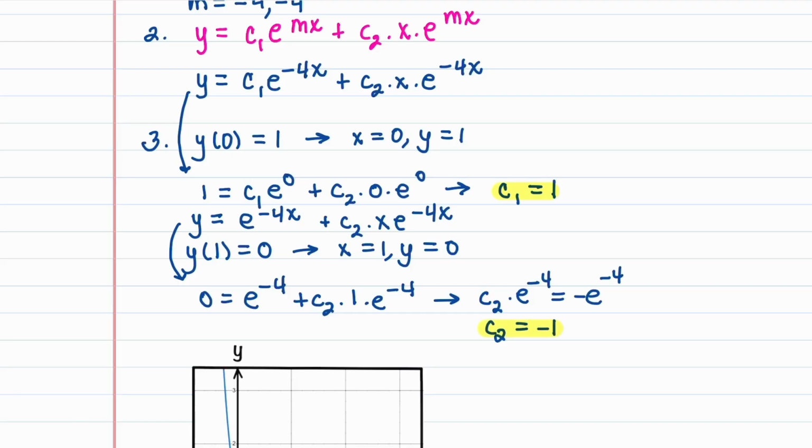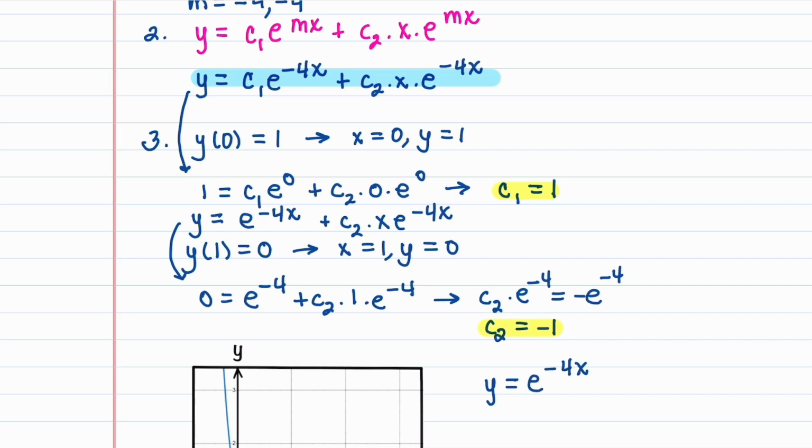Now we can write down the general form of our solution. Here's the form with the constants, and now we're going to plug in those constants, and we get y is equal to c1, which is 1, so we just have e to the minus 4x, and then we have a c2, which is minus 1, so that gives us minus x e to the minus 4x. And let's go ahead and pull out an e to the minus 4x. So we have 1 minus x times e to the minus 4x. And that's our final solution.